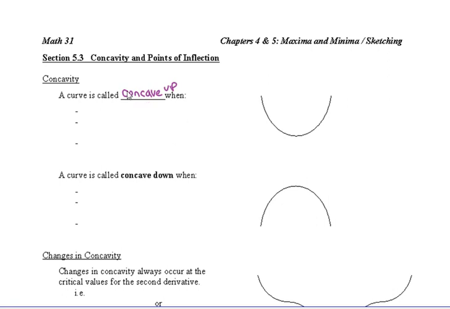Okay, so by definition, we are concave up when the slopes, f prime, are increasing. So here, if you look at this side, our tangent slope is very negative, less negative, 0, and more positive. So by definition, when our slopes are increasing, that is concave up, which means the second derivative is positive.